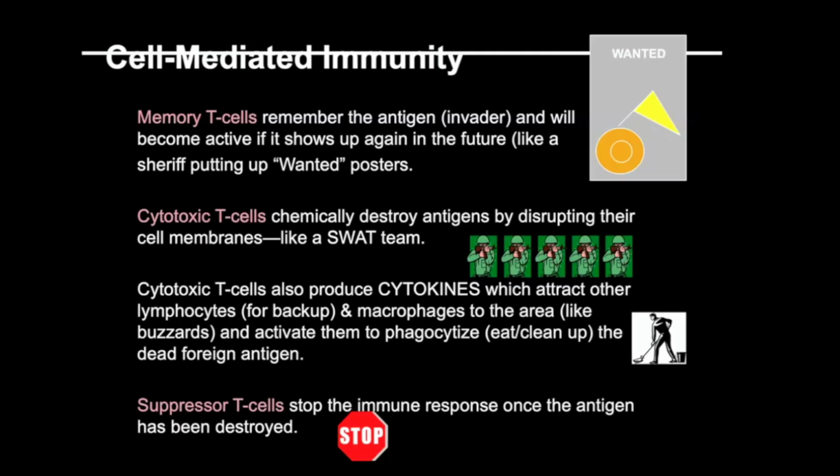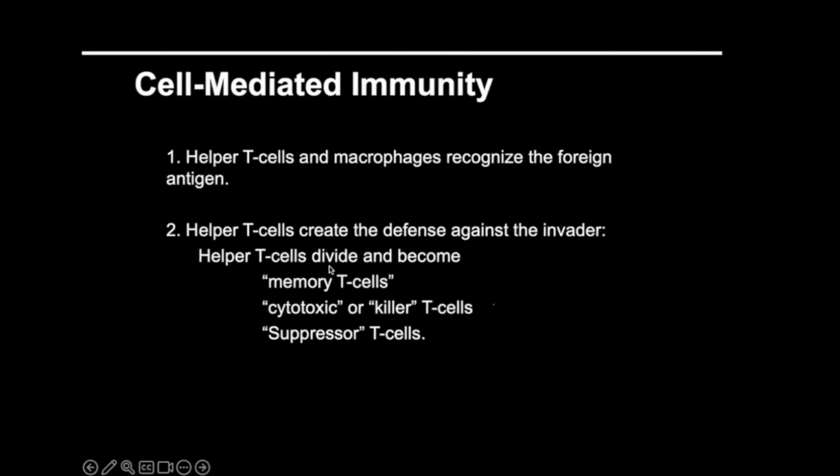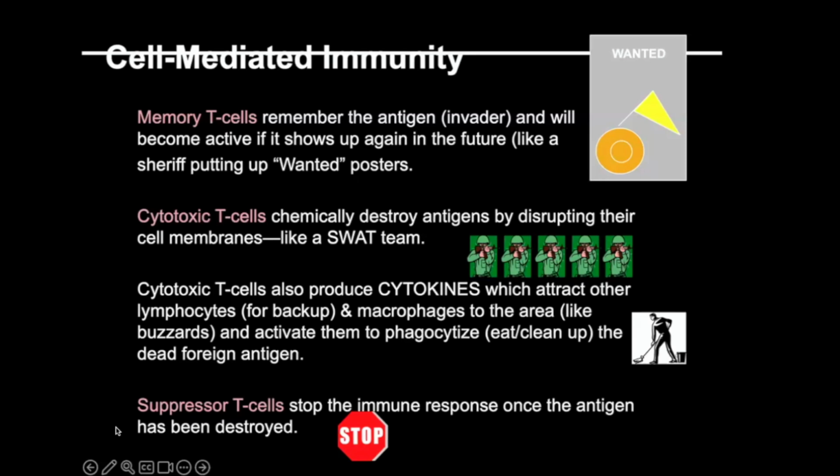And then, last but not least, that third type of T cell, those are suppressor T cells. They stop the immune response once that antigen has been destroyed. Okay, so if I go back to my other slide, the three T cells I talked about here, I told you specifically what they do. Now, your killer T cells or the cytotoxic T cells, those are the ones that actually destroy the antigens. Now, this is all cell-mediated immunity.